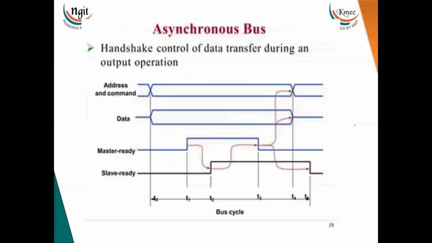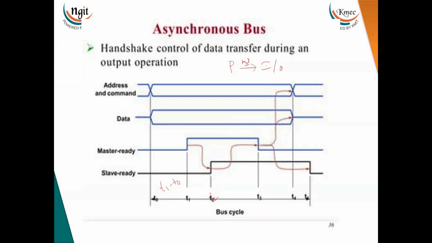Now coming to the output operation. Output operation means what? The processor is sending the data to the IO devices by writing. Now what is the command word here? The command is giving the write signal. Now the address is placed on the address line. At the same time, data is also placed on the data line. Now at T1 minus T0 time is required to decode the address. After decoding, the master will place the master ready signal. So whichever device is enabled will receive the master signal, and immediately, for the next clock T2, it will place the slave ready signal.